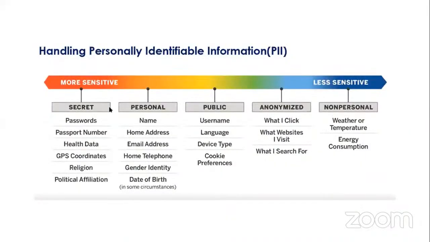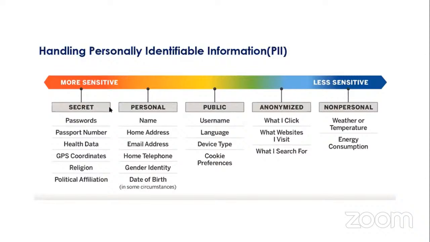So we can classify these as those that are more sensitive and those that are less sensitive. The more sensitive ones are like secrets, and also the personal ones. And those that are less sensitive, we can refer to as non-personal ones. If you look at the secret ones, for example, passwords, passport numbers, health data, GPS coordinates, religions, and political affiliations, we can refer to them as very sensitive, and they should be handled properly.